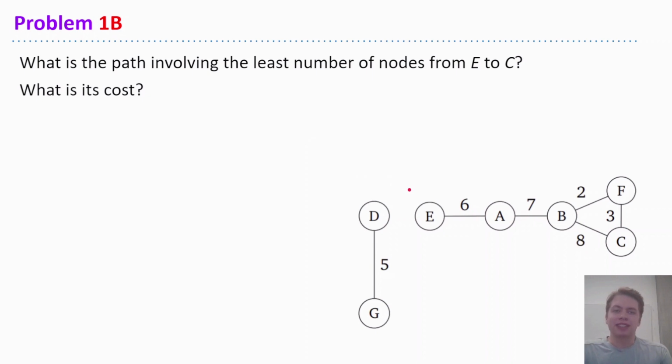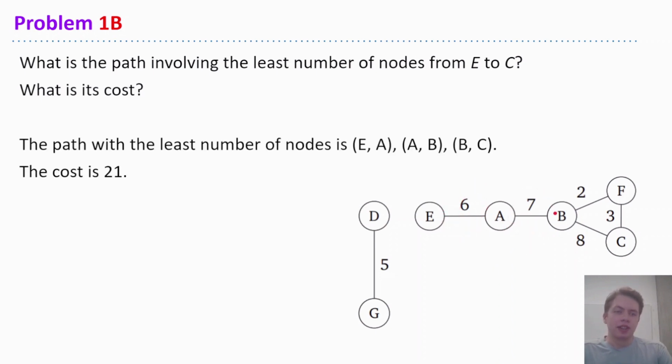The path involving the least number of nodes, starting at E, would be from E to A to B, and then B to C. So there would be 4 nodes in total. And what is its cost? Well, that's just adding up the weights of each edge in this path. So that would be 6 plus 7 plus 8, which is 21.